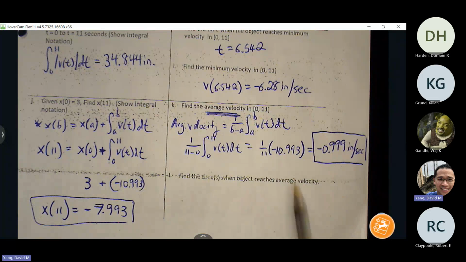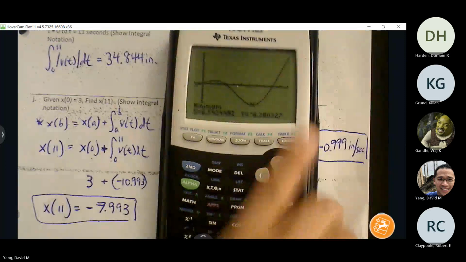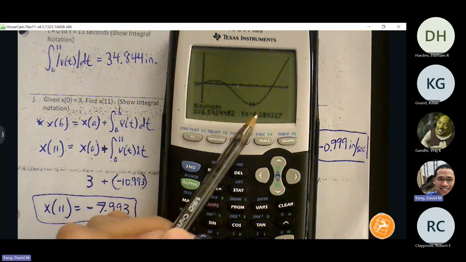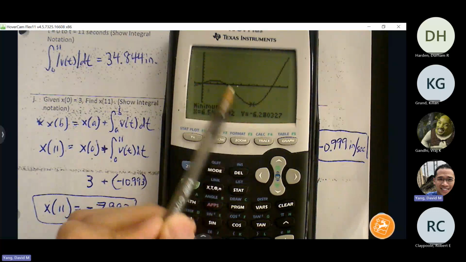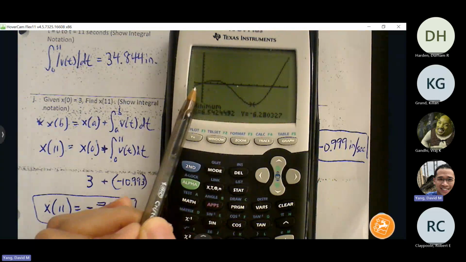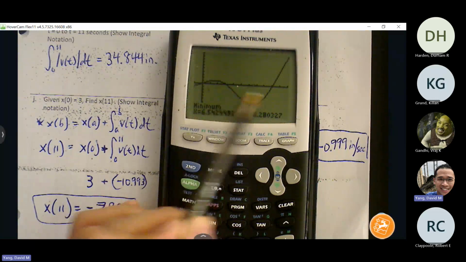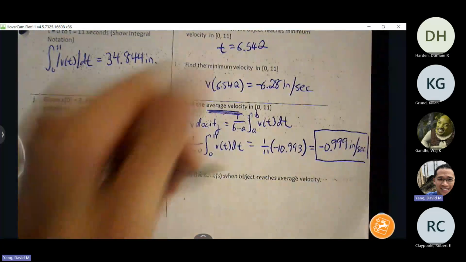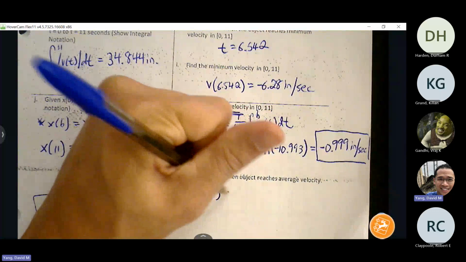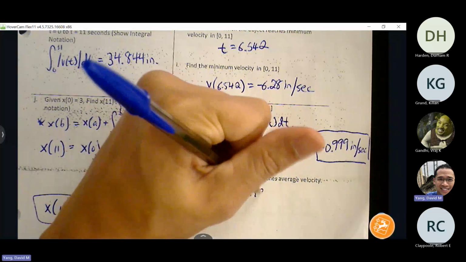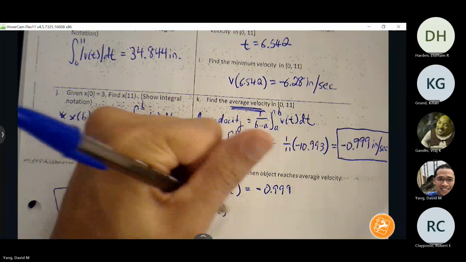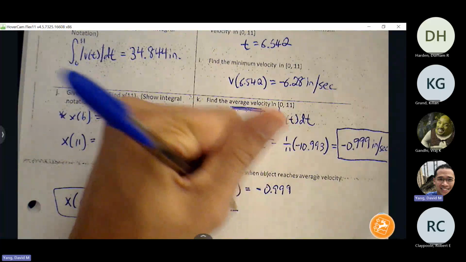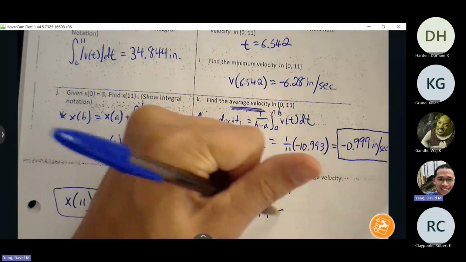Okay, so let's find the time when the object actually reaches average velocity, right? We know that if negative 0.99 is really the average velocity, then along the path of the graph it has to hit average velocity sometime somewhere. What you could do is graph negative 0.99 and look for the intersection. Another way I can think about this is, I'm trying to figure out when velocity is equal to this value, right? I want to find the time when that's the same. So what if I do v of t minus this value and set that equal to 0?